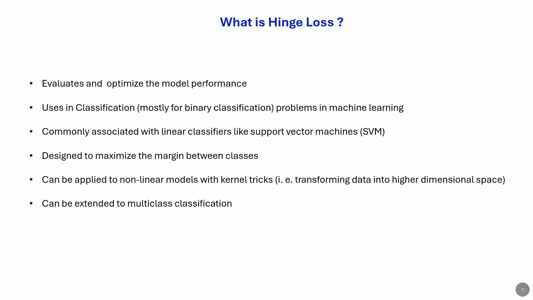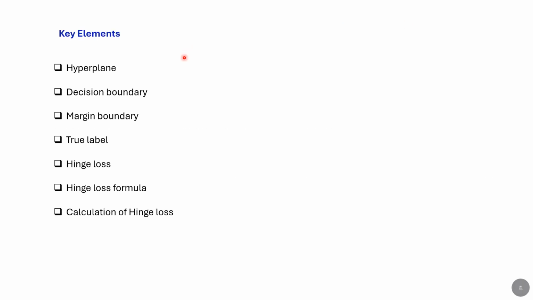If data is not linearly separable, we have to use kernel tricks that allow us to map the data into a higher dimensional space. The higher dimensional space often transforms non-linearly separable data into linearly separable data. The multiclass hinge loss combined with the kernel trick allows SVMs to classify non-linearly separable multiclass data effectively. These are the key elements: hyperplane, decision boundary, margin boundary, true label, hinge loss formula, and calculation of hinge loss.